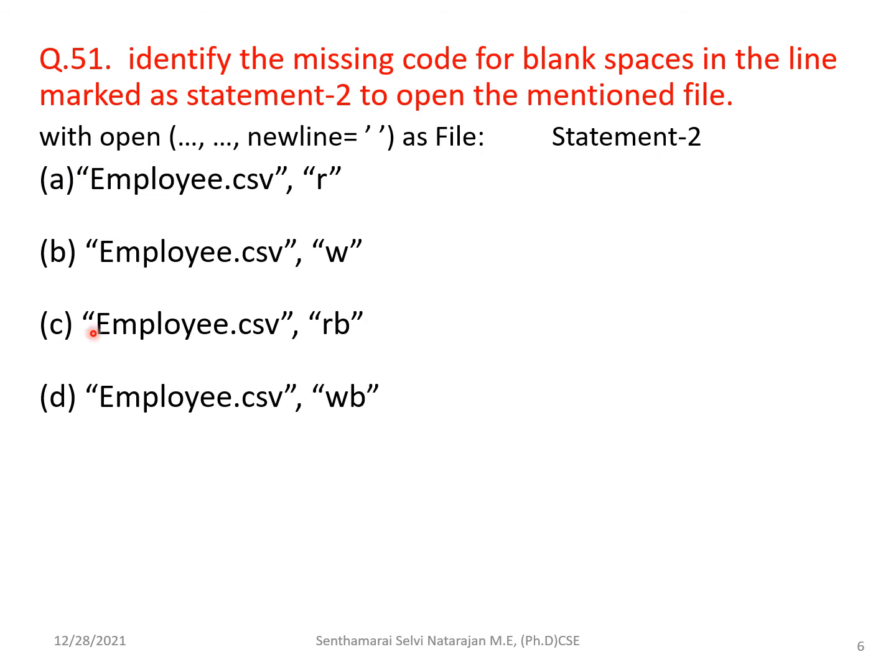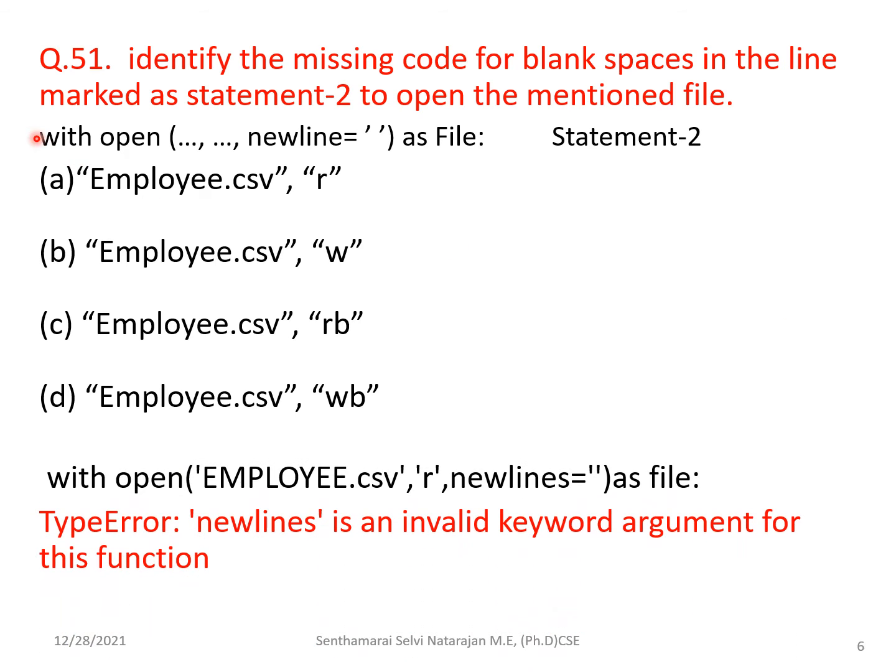Because 4 options are given, we can say that this is the option. But even if you choose this as the correct one and run the program, I am using Python 3.7, you will see it gives an error: newline is an invalid keyword argument for this function. I don't know how they are going to provide marks for this question. The statement should be with open employee.csv comma r, and the newline part should be neglected. At last I have given the corrected code to read the file.